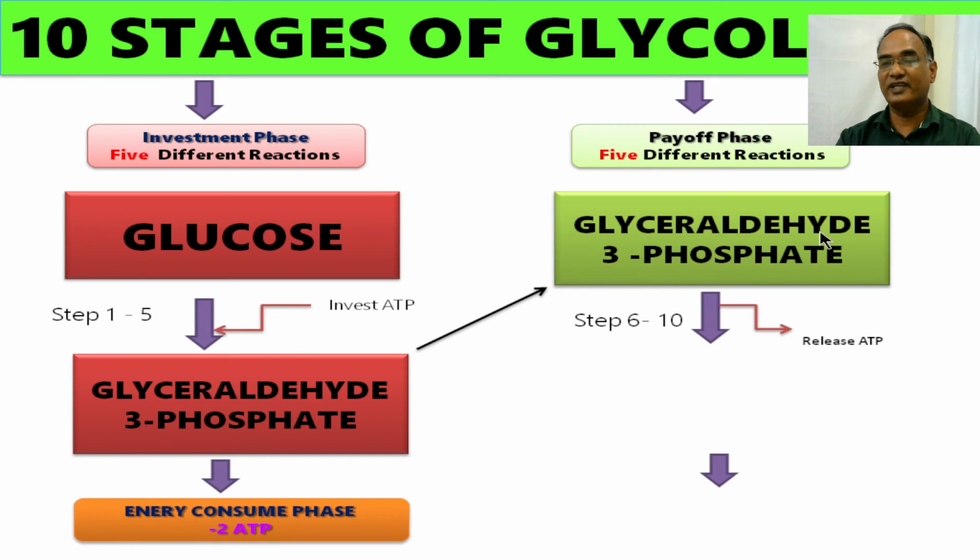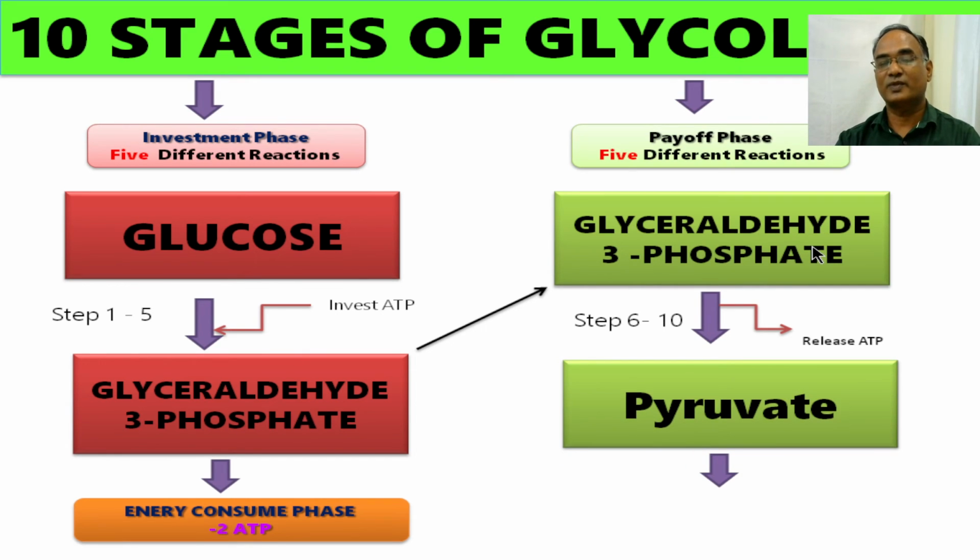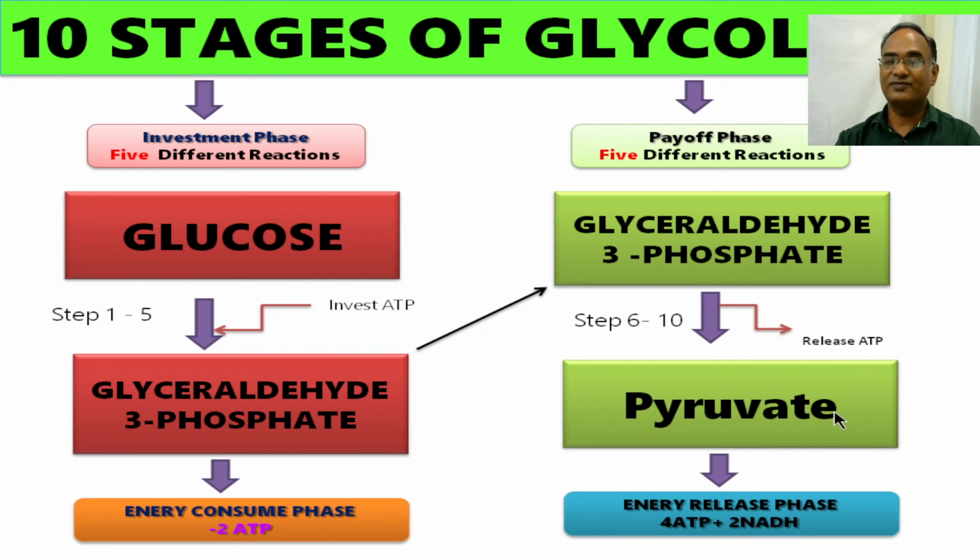In each of the 7th, 8th, 9th and 10th steps, it will release one phosphate, and the glucose is straight away converted into pyruvate. And whenever the phosphate is released, there will be a release of ATP and NADH. So at the end of this phase, you will get some energy as ATP and NADH. So it will be a big resource for your working muscle.